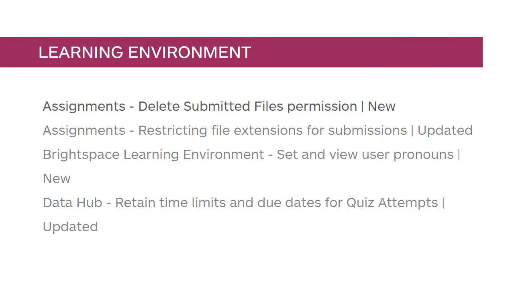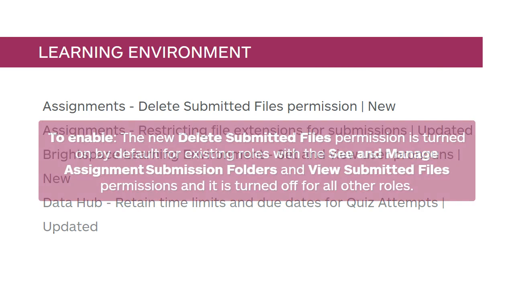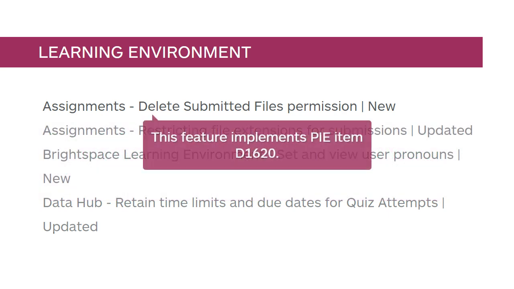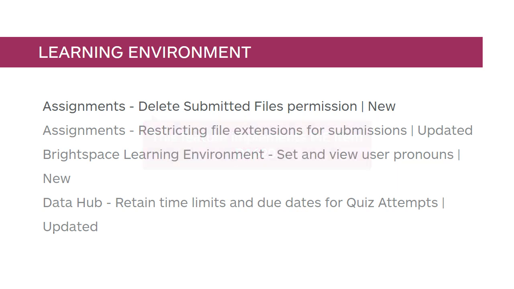This feature releases the new Delete Submitted Files permission, which determines whether or not you can delete an assignment submission file. To enable, the new Delete Submitted Files permission is turned on by default for existing roles with the See and Manage Assignment Submission folders and View Submitted Files permissions, and it is turned off for all other roles. This feature implements PI item D1620.